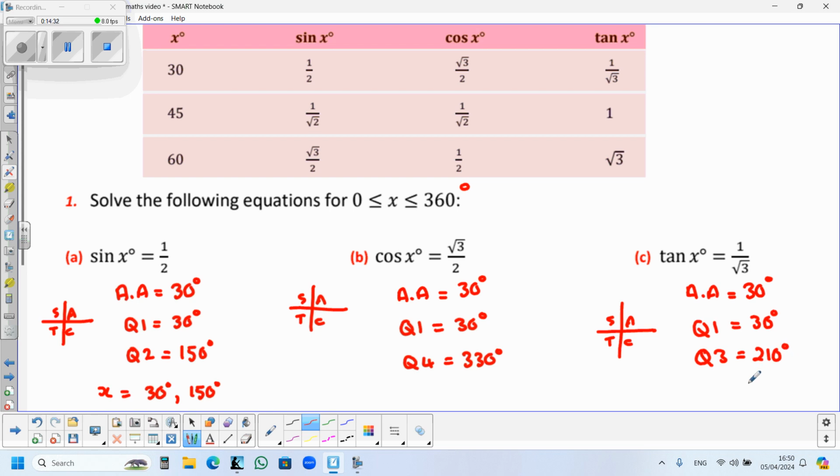So that's your basic trig equations. That's the one with just an x. No difficult parts in that. That's more like your National 5. But you will do that in your Higher as well.